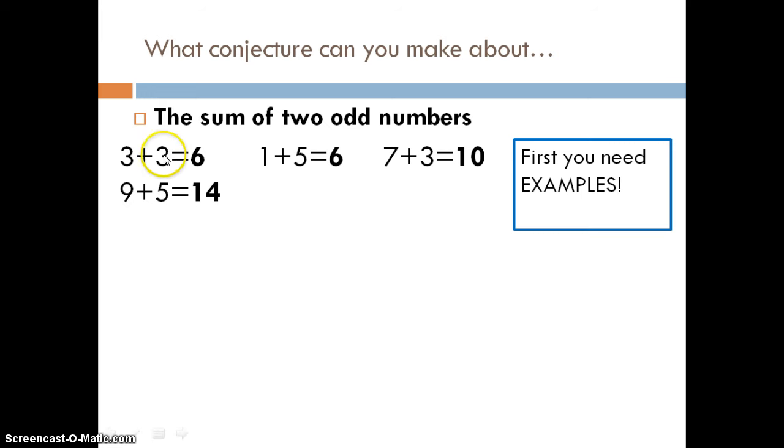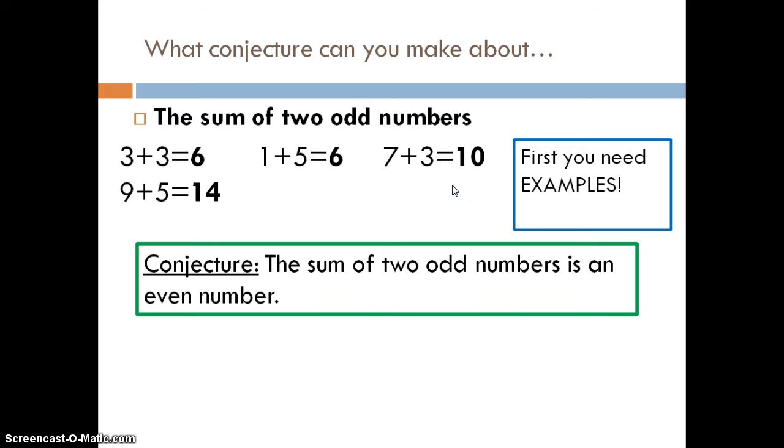So 3 plus 3 is 6, 9 plus 5 is 14, 1 plus 5 is 6, and 7 plus 3 is 10. I'm adding together odd numbers in each example. Now you want to look at the sum of each. Do you notice anything that these numbers have in common? All of the numbers are even, so the sum of two odd numbers is an even number.